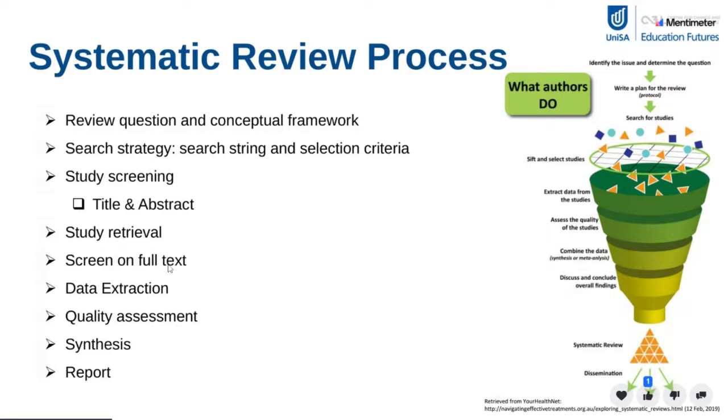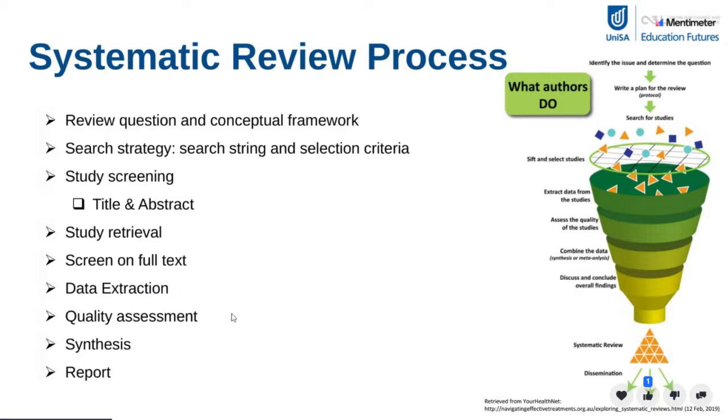You would then screen all of those studies on full text, that is, reading through the entire thing, paying close attention more to the method section and the results section to see if it matches your criteria, and then you get your final number of items to extract the data for.